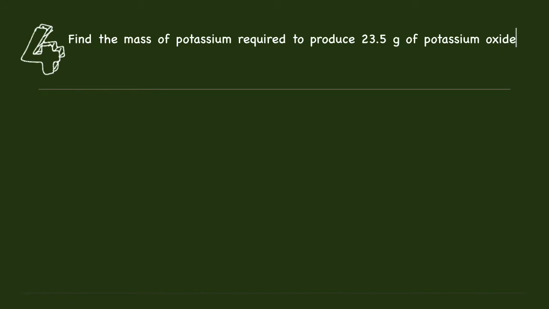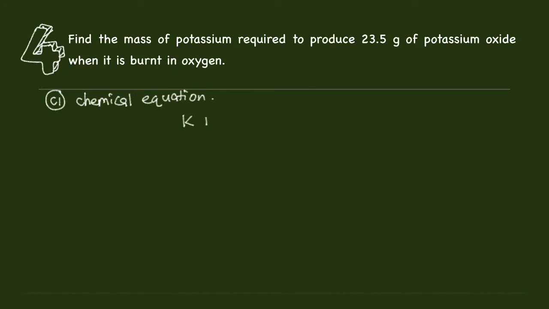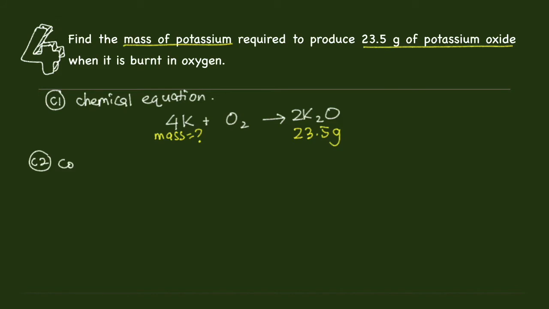Number 4. Find the mass of potassium required to produce 23.5 grams of potassium oxide when it is burned in oxygen. C1 is to write the chemical equation. The chemical equation is K reacts with O2 to give K2O. Balance the equation. You are required to find the mass of potassium, and the information given is 23.5 grams of potassium oxide.